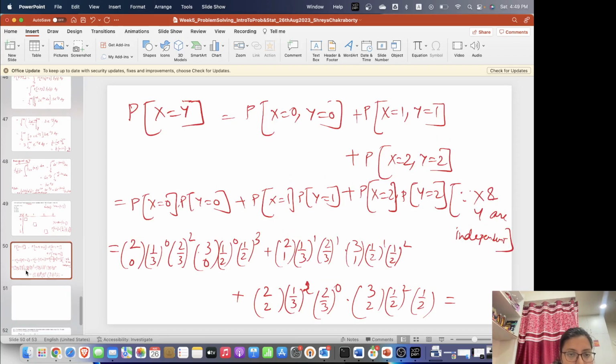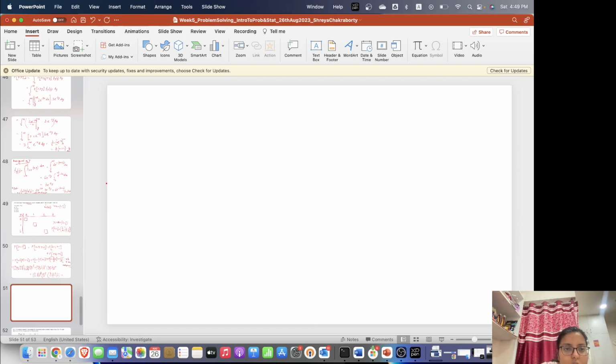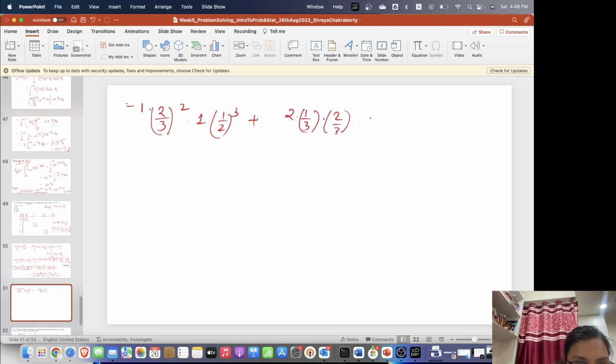So this thing will be 2C0 is 1, into 1/3 to the power 0 is 1, into 2/3 to the power 2, into 3C0 is 1, into 1/2 to the power 3, plus 2C1 is 2, into 1/3, into 2/3, into 3, into 1/2 to the power cube, plus 2C2 is 1, into 1/3 whole square, into 3, into 1/2 to the power 3.